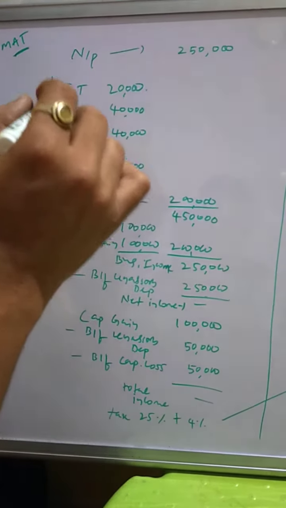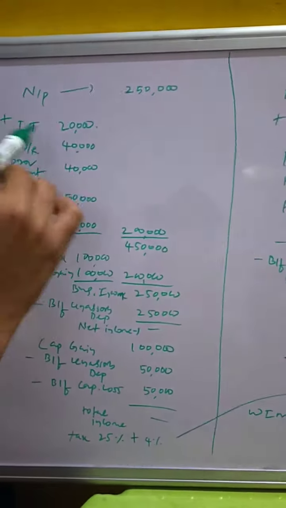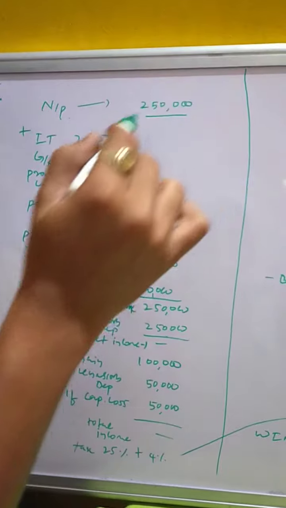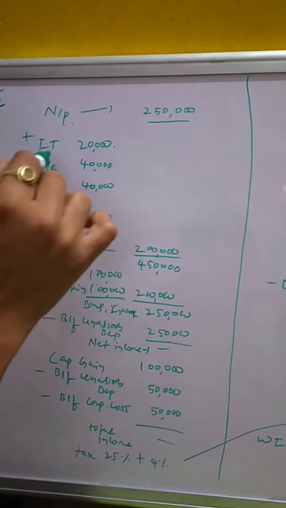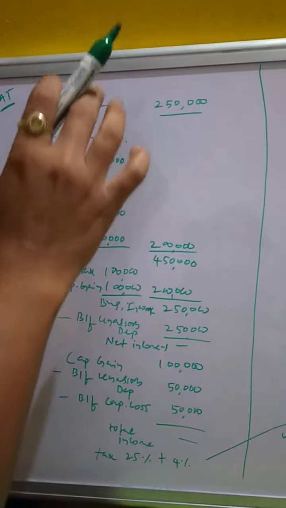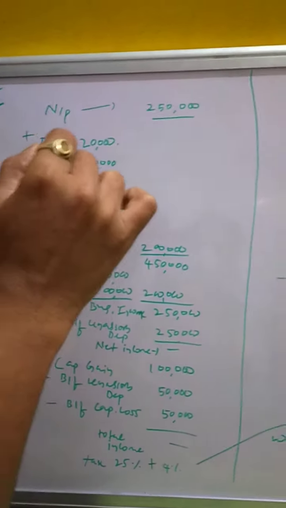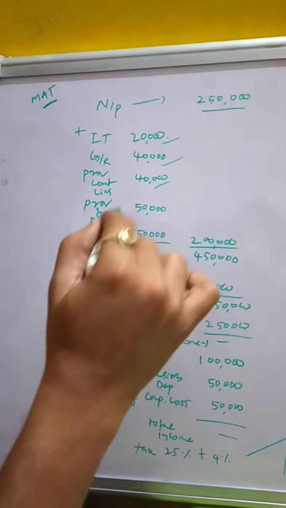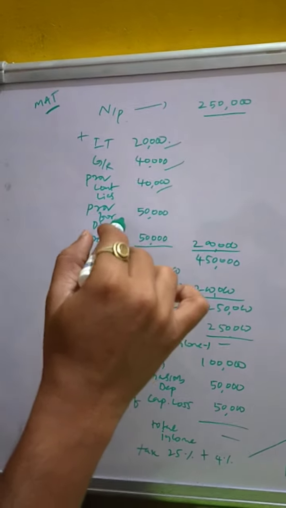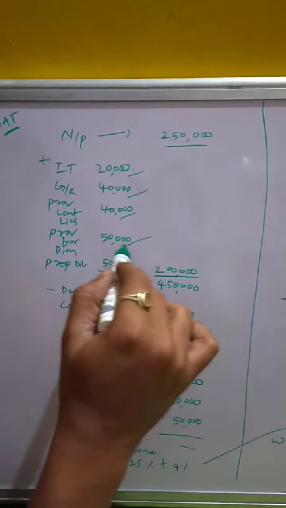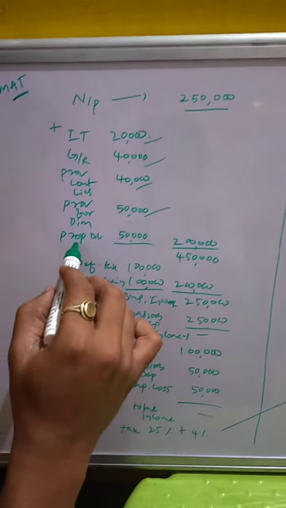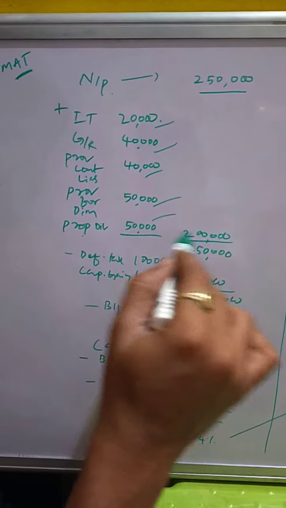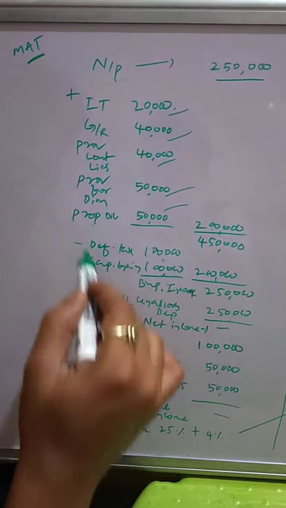It is of business, so the format is the same as usual. You do income from business. Net profit they have given is 2,50,000. Next, add inadmissible expenses. In the P&L account they have given some inadmissible expenses: income tax, general reserve, provision for contingent liability, provision for diminution. Diminution means it is a depreciation provision, so that becomes inadmissible. Then proposed dividend, it is not a business expense. All this you have to add, 2 lakh, minus unrelated income.